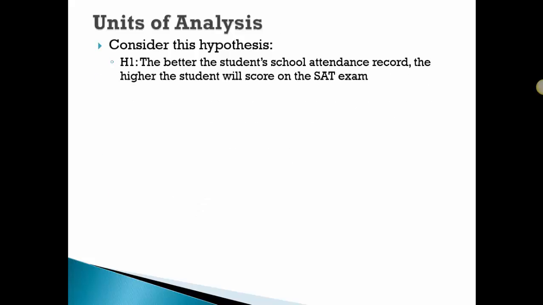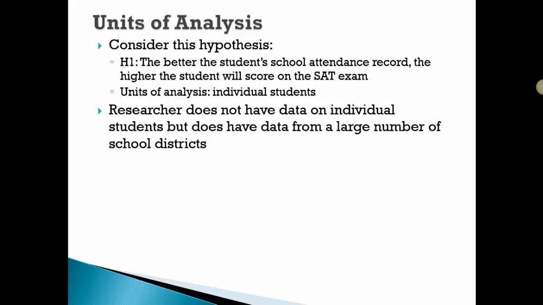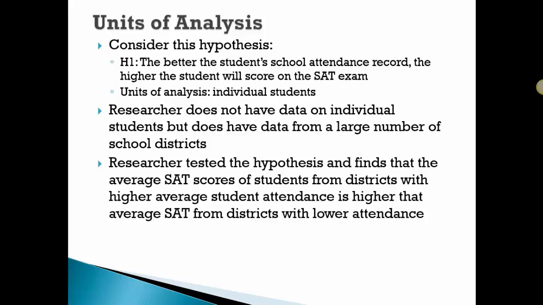So consider this hypothesis. The better the student's school attendance record, the higher the student will score on the SAT exam. That's a reasonable hypothesis. It's just specifying the variables and the direction. And the units of analysis here in this hypothesis are specified as the individual students. But the researcher doesn't have data on individual students, but she does have data from a large number of school districts. So the researcher tested that hypothesis and found, using that data, that the average SAT scores of students from districts with higher average student attendance, the SATs are higher than the SATs from the districts with lower attendance.